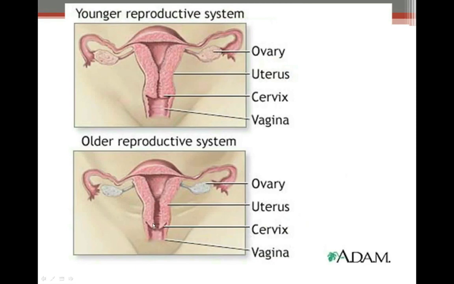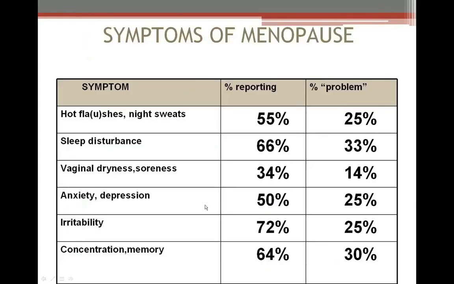After a year of amenorrhea, or not having periods, a woman is considered to be postmenopausal. And what happens, as you can see in these pictures, the lower one being the postmenopausal reproductive system, is the uterine wall becomes less thick, the ovaries become much smaller, and they are no longer producing eggs, the vaginal mucosa starts to atrophy, and the cervix becomes atrophic as well.